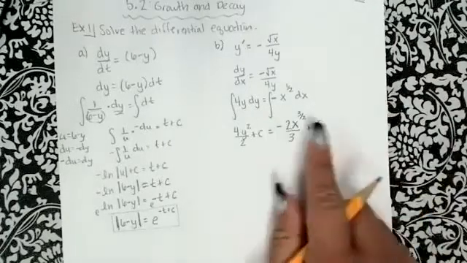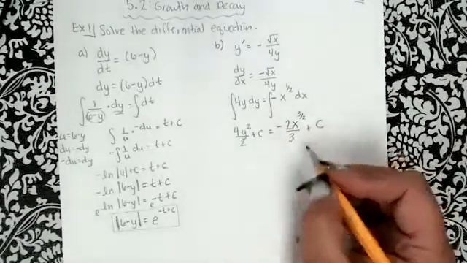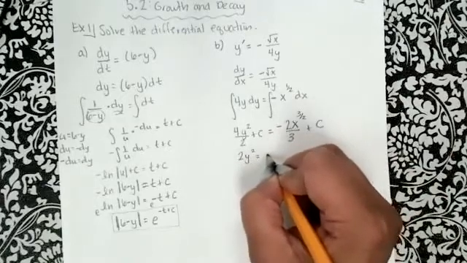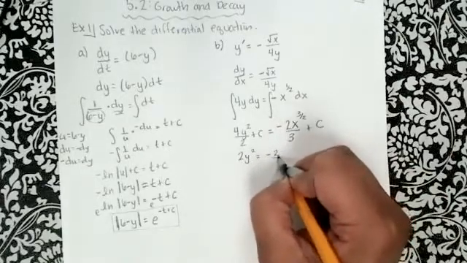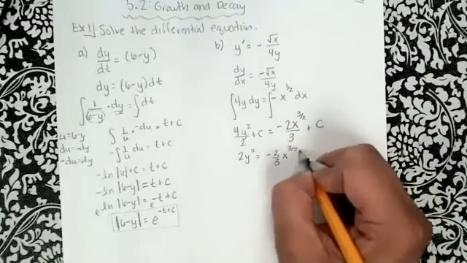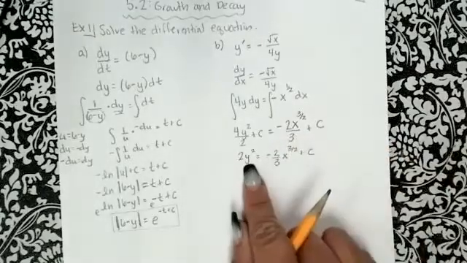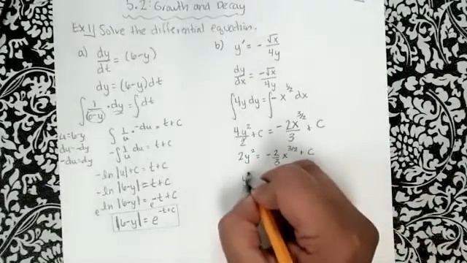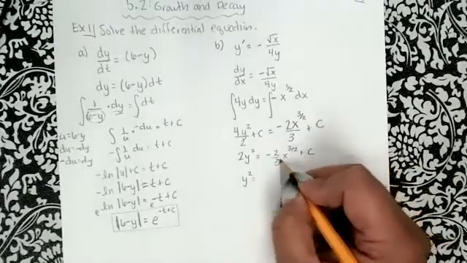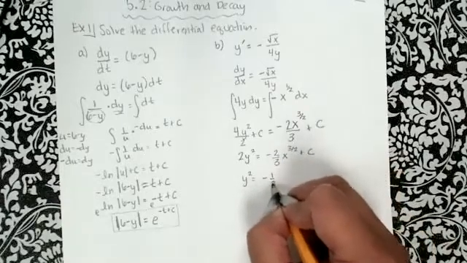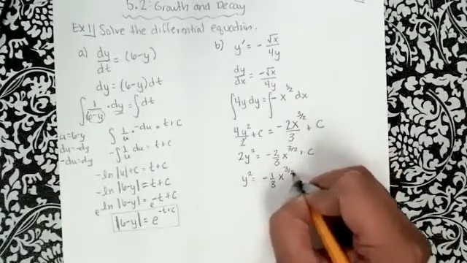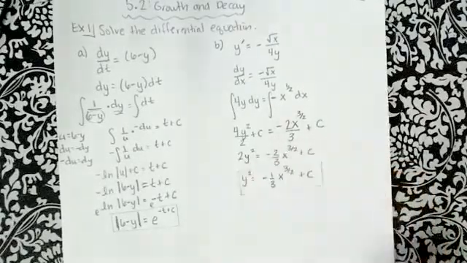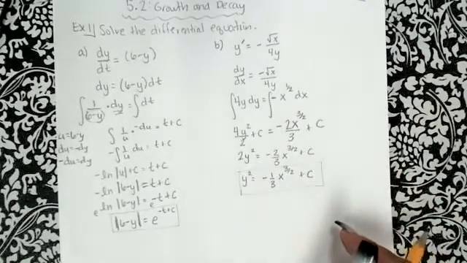Now, I only need to have the constant on one side, so I'll leave it on the right side. I'm going to clean this up. 4 divided by 2 is going to be 2y squared equals negative 2 over 3 x to the 3/2 plus c. We are trying to solve for y, so I'm going to divide both sides by 2. Right here the 2's cancel, and I'm left with a negative 1/3 x to the 3/2, and then the constant divided by 2 is still going to be some constant. And if you wanted to, you could technically take the square root of both sides.